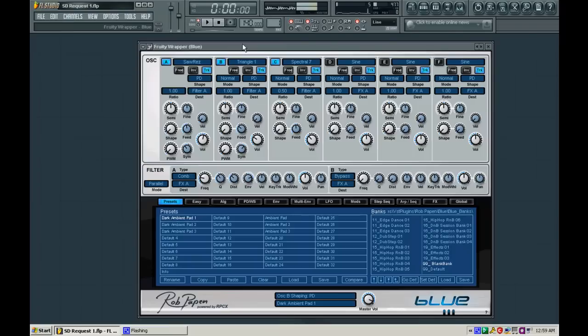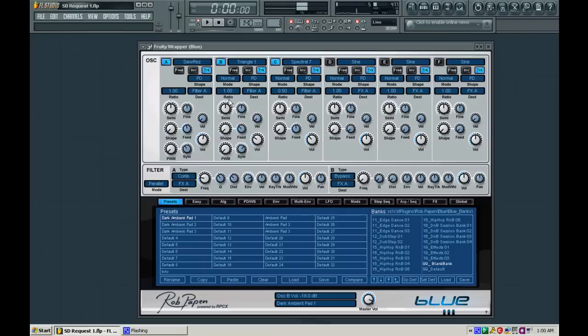So anyway, oscillator B is triangle 1 and its ratio is 1, fine-tuned plus 2 cents, feed is 32%, symmetry is plus 17%, volume is minus 18 dB. Oscillator C is spectral 7, ratio 0.5, and the feed is 49%, and the volume is minus 16 dB.